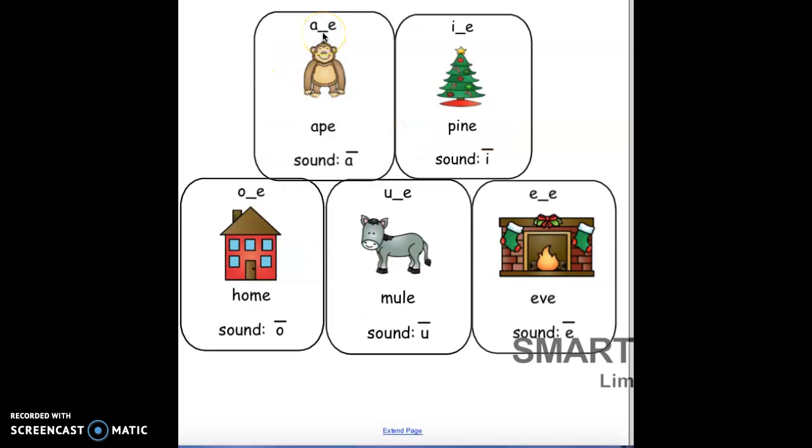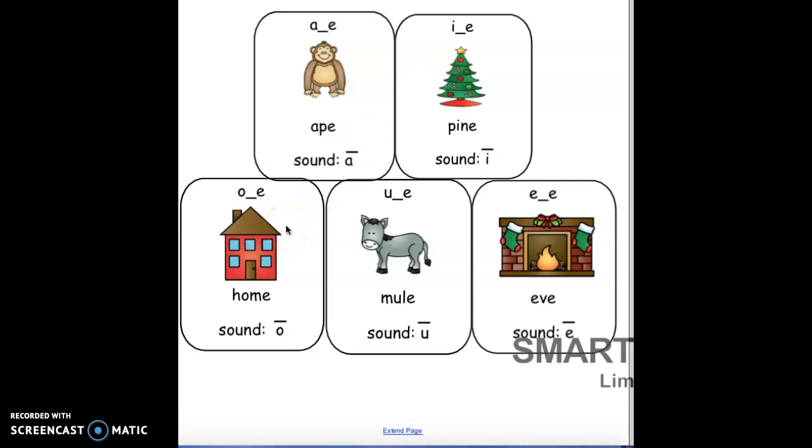A, consonant, magic E, ape, A. What does the E do to the A? Make it say its name, and the name is A, and the sound is A. I, consonant, magic E, pine, I. What does the E do to the I? Make it say its name, and the name is I, and the sound is I.